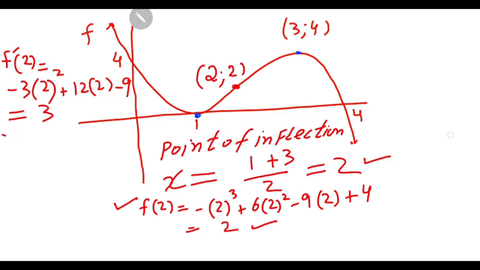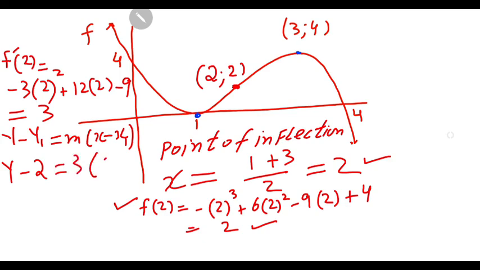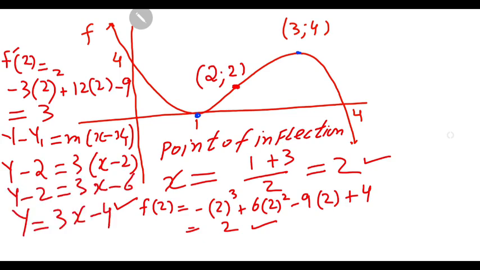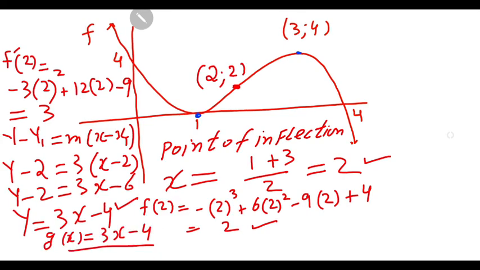Now I can use the formula y minus y1 equals gradient times x minus x1. So I'm going to substitute this point 2 and 2 and the gradient into this equation. So y minus 2 equals 3 times x minus 2. Now y is equal to 3x minus 4. This is my g of x. So therefore g of x is going to be equal to 3x minus 4. This is my final answer.